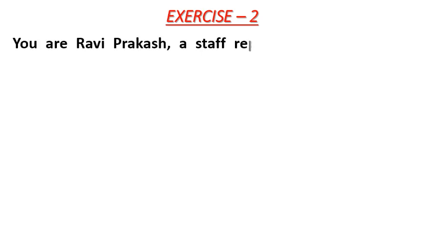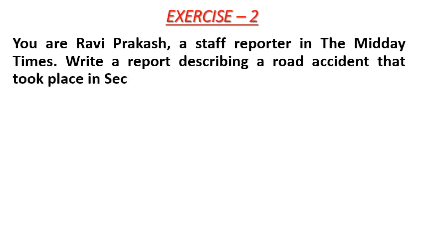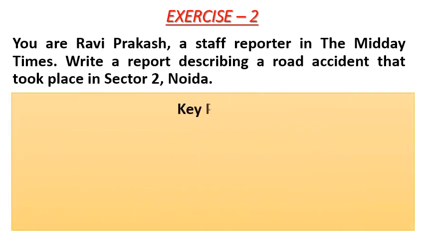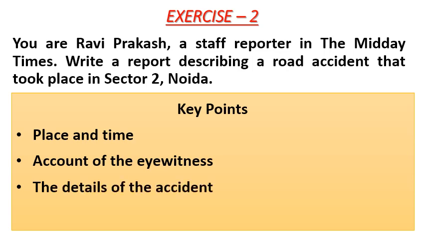Now let us see exercise number 2. Question is, you are Ravi Prakash, a staff reporter in the Midday Times. Write a report describing a road accident that took place in Sector 2, Noida. Here I am giving you some key points. These are: number 1, place and time; number 2, account of the eyewitness; number 3, the details of the accident; number 4, help provided by the police.